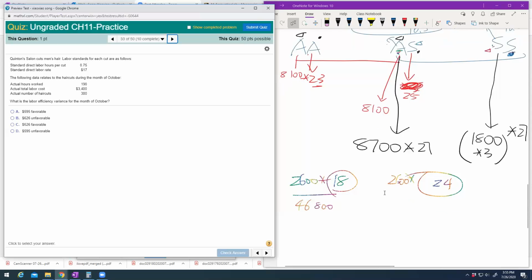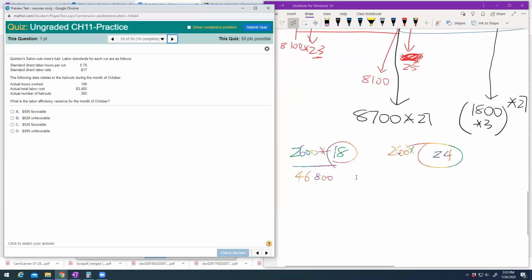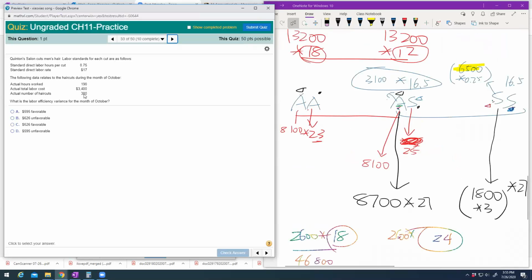Okay, next one, asking you about efficiency. I think I'll stop. I talk too much. I'll leave this to you. So let's look at this one. I'll just put the numbers. Standard rate is $17 each. You put standard rate there, and the actual hour is 190 hours. And for the standard, you totally produce 300 haircuts. Each one you use 0.75 hours, then you do the standard total time.